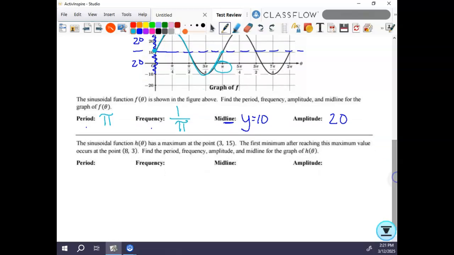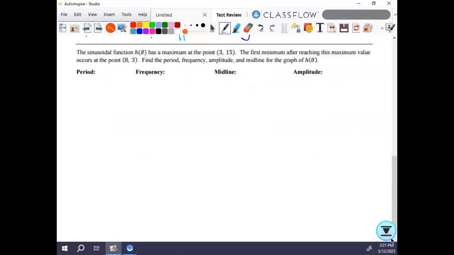All right, so here's one we need to draw for ourselves. We don't have to get crazy with it. We don't have to draw the entire thing, but we should draw something to make it make sense. So I have h of theta with a maximum point at (3, 15). The first minimum after reaching the maximum is at (8, 3). Okay, so here's my little graph. I'm going to have a point at (3, 15) and a point at (8, 3), and that is a maximum and a minimum.